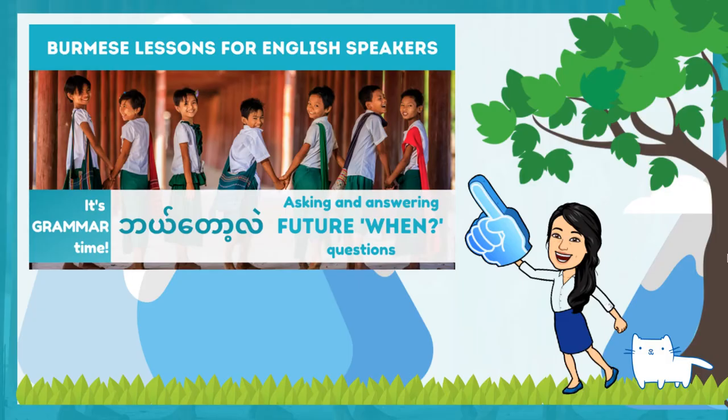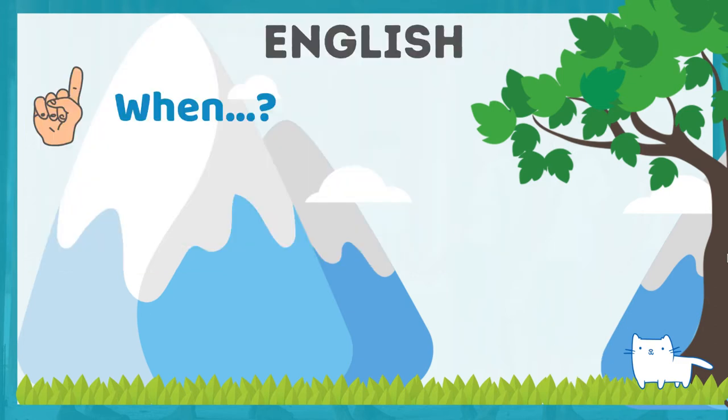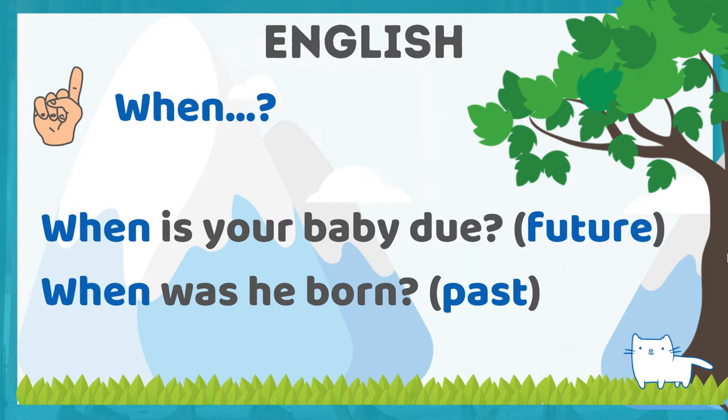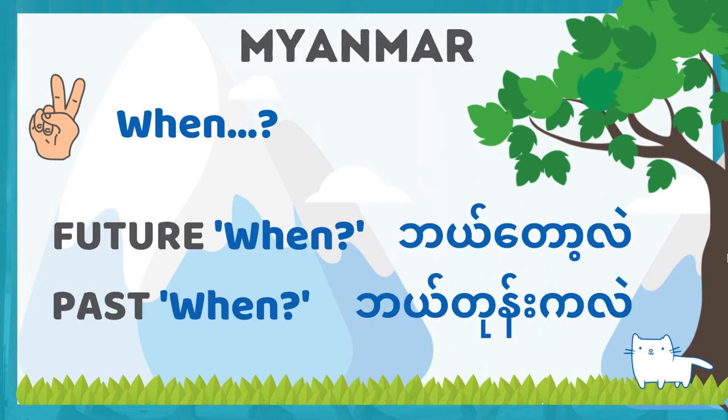In the last video, we learned how to ask and answer when questions when we want to refer to the future. Today, we're going to learn how to ask and answer when questions when we want to talk about the past. Because remember, in English, we just use the one word, when, for asking questions about the past and the future. For example, when is your baby due? Future. And when was he born? Past. But in Myanmar, there's a when for when we're asking about the future, bedole, and there's a when for asking about the past, which is what we're checking out today.